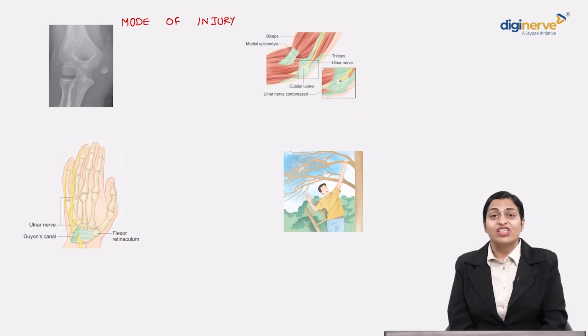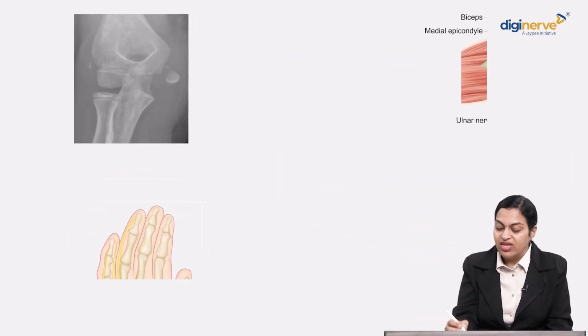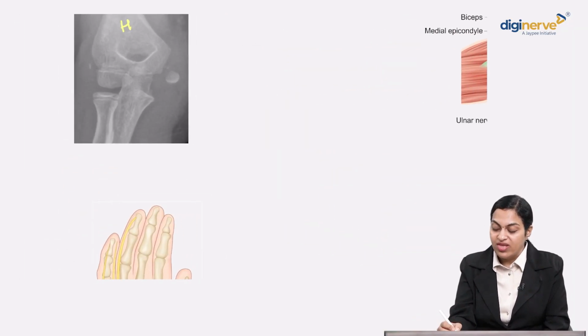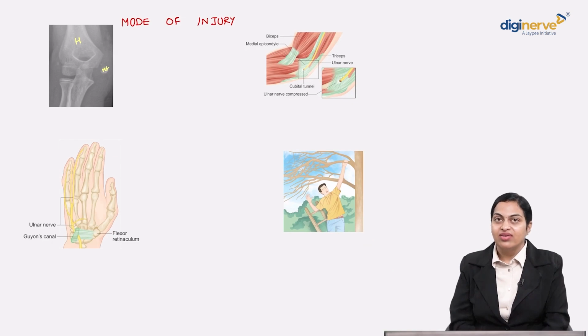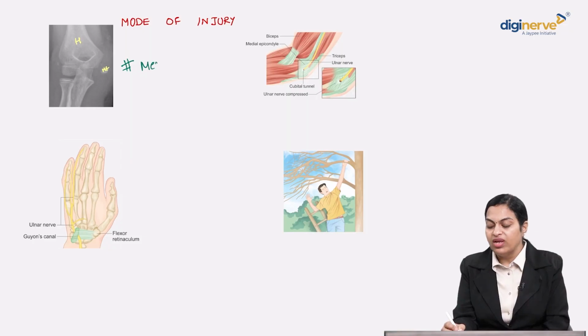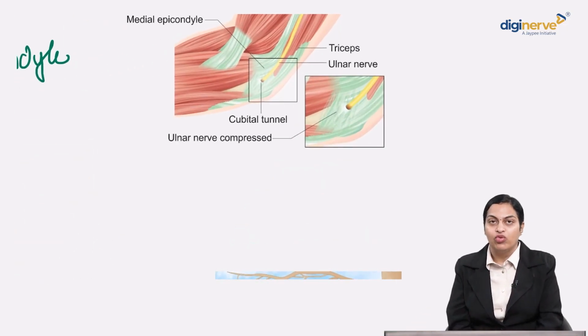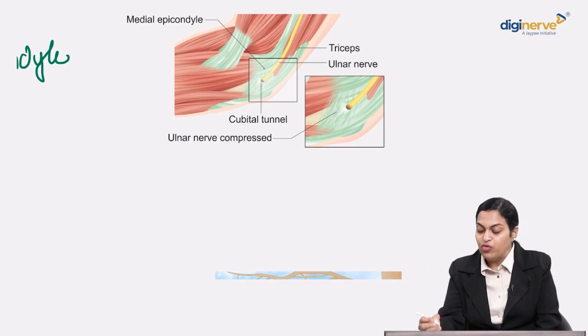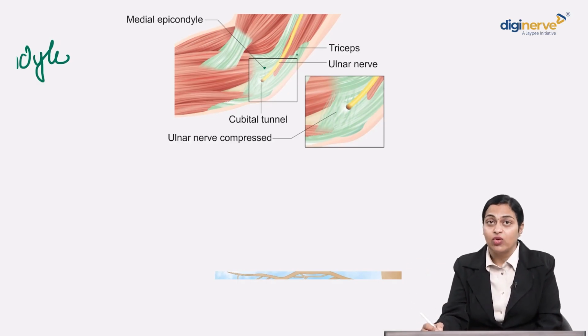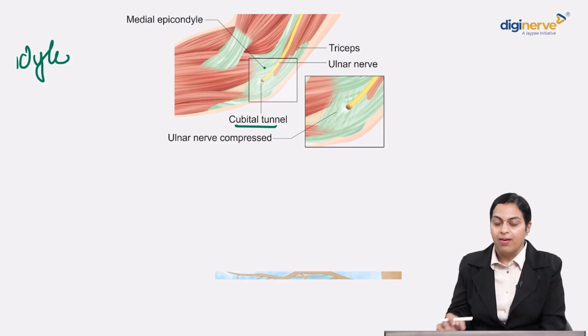So what are the conditions in which the ulnar nerve can get injured? Can you appreciate this image? This is the lower end of the humerus. This is the fractured medial epicondyle. We know that the ulnar nerve runs behind the medial epicondyle. So fracture of the medial epicondyle can injure the ulnar nerve. And in the region of the elbow joint, there is a space between the capsule of the elbow joint and the ulnar collateral ligament. This is called the cubital tunnel, where the ulnar nerve can get compressed.